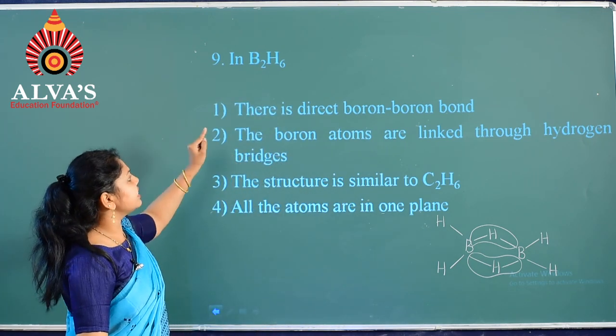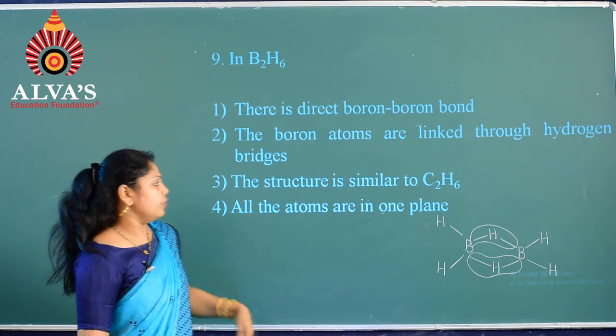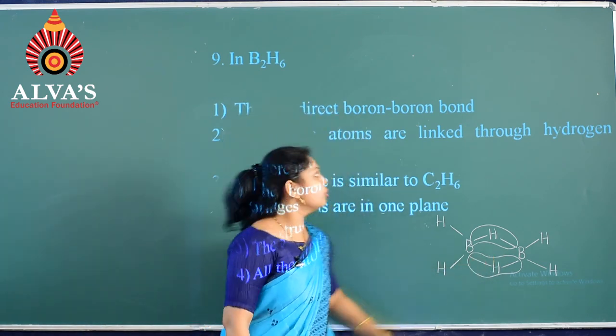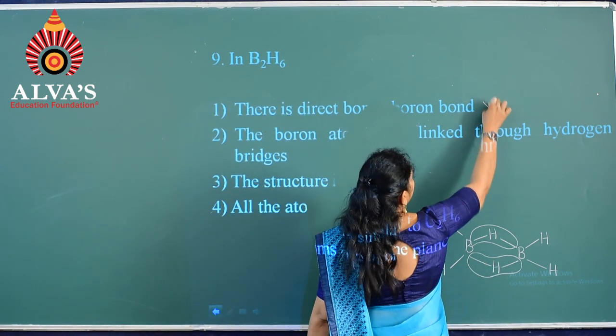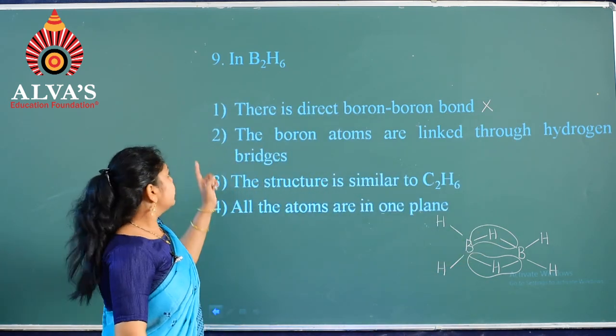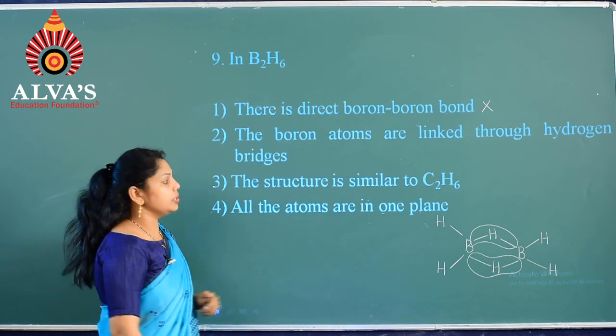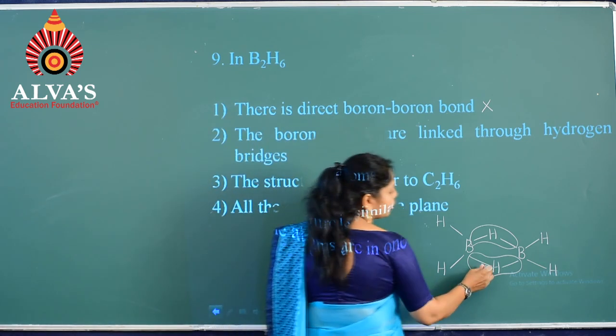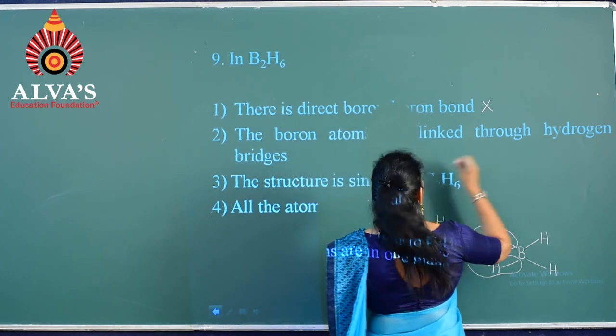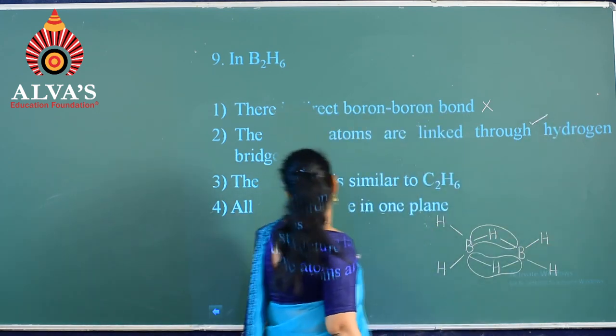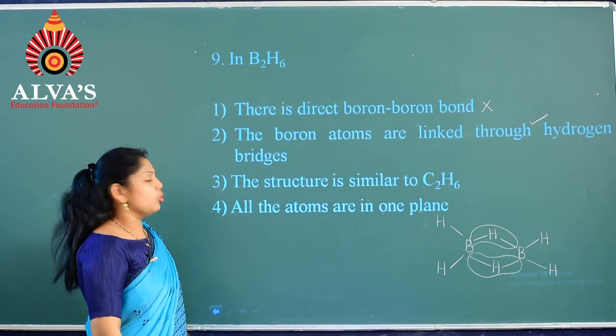Option number 1, there is a direct boron-boron bond. If you observe, there is no direct boron-boron bond, hence option 1 is wrong. Second one, the boron atoms are linked through hydrogen bridges. That is correct. You can observe the 2 hydrogen bridges. So, option number 2 is correct. We will just cross check with the other options too.